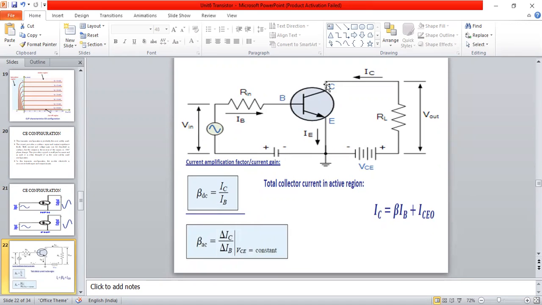Here N is there. Here also N is there. Both sides N are there. NPN, yes or no? Yes. Both the collector and emitter are N semiconductors. But the collector should be reverse biased. Emitter should be forward biased. So in that situation, for the N we have to give positive here.